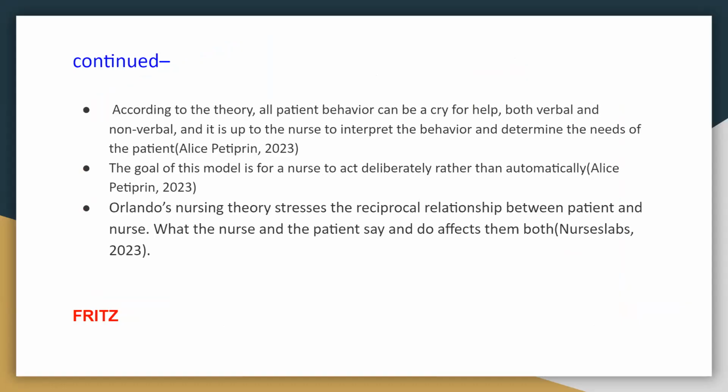According to the theory, all patient behavior can be a cry for help, both verbal and nonverbal, and it is up to the nurse to interpret the behavior and determine the needs of the patient. The goal of this model is for a nurse to act deliberately rather than automatically. Orlando's nursing theory stresses the reciprocal relationship between patient and nurse. What the nurse and the patient say and do affect them both.